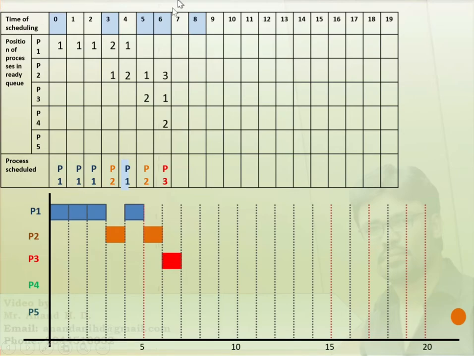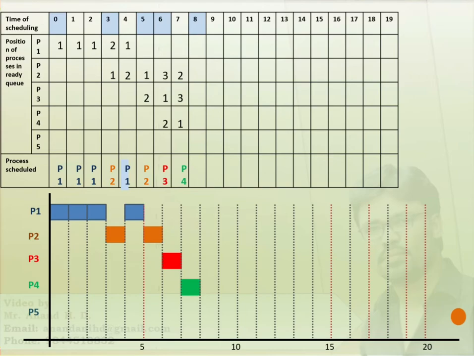So at 7 time units there will be only three processes, P2, P3 and P4, in the ready queue, wherein P4 will be in the first position, P2 will be in the second position and P3 will be in the last, that is, third position. So out of these three processes, P4 will be selected for scheduling and it will be scheduled from 7 to 8 time units.